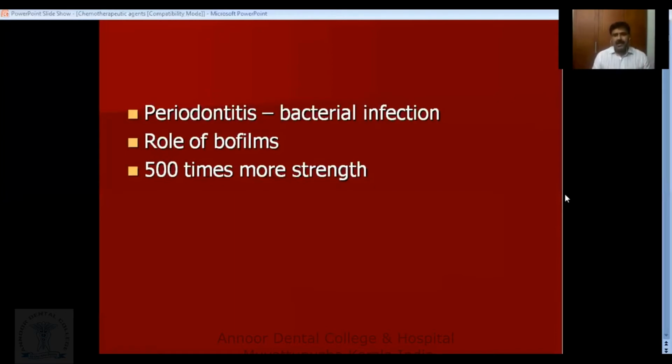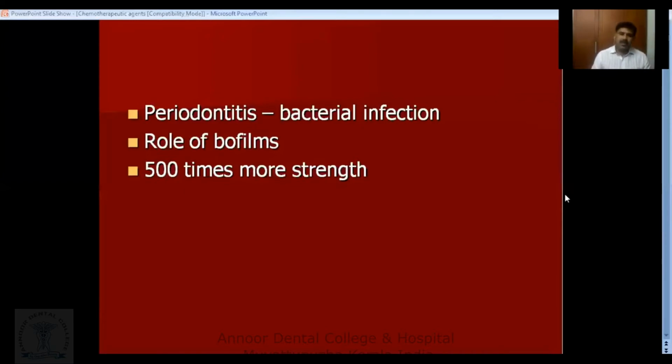But there are certain conditions in which you may not be able to remove these microorganisms completely, and in such conditions you may have to use adjuncts like antibiotics. But the problem here is that when you have a biofilm, you actually need about 500 times more strength of antibiotic to act inside the biofilm. So keeping this as a basis, we'll discuss this topic of anti-infective therapy.